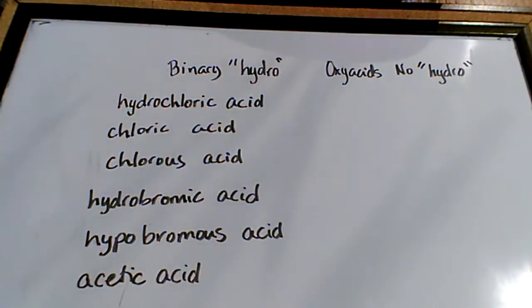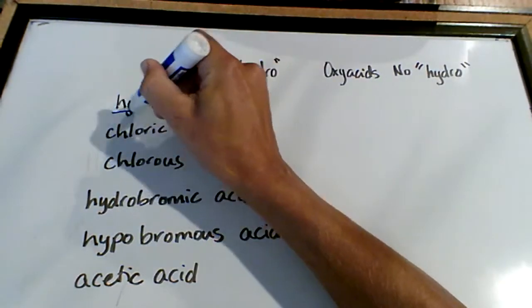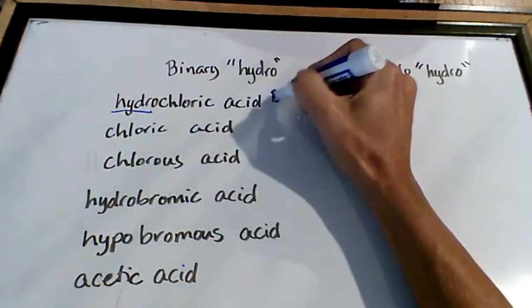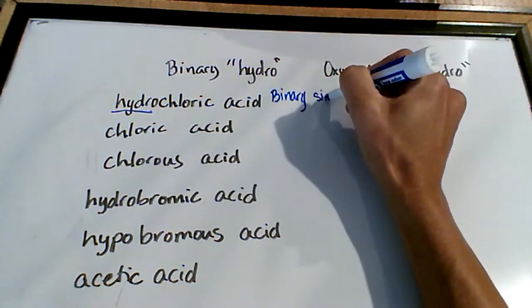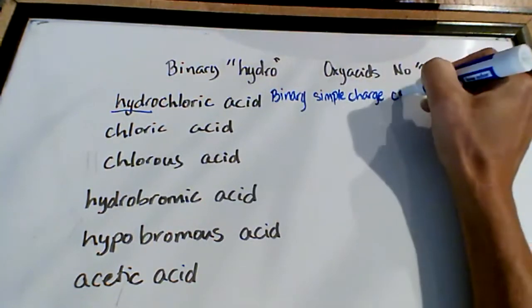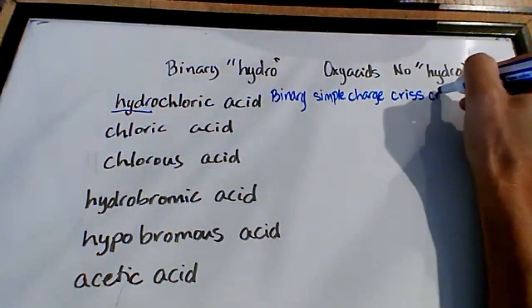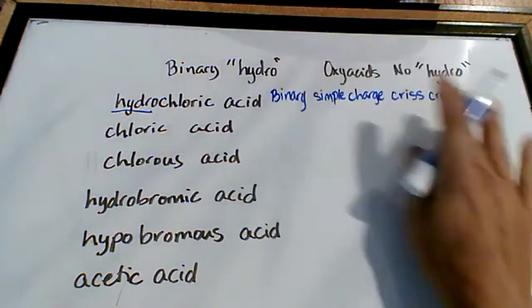Now, notice that these are all acids, and our job here is to write the correct formula. So it's as simple as this. I see hydro, so I know that this is binary. Okay, so I'm going to get the symbol, charge, and crisscross. In all of these, I'm going to get the symbol, charge, and crisscross. Okay, for all of them.